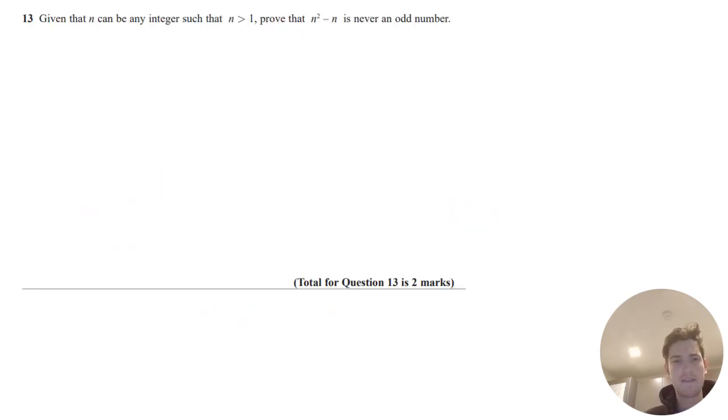Okay, given that n can be any integer such that n is bigger than 1, prove that n squared minus n is never an odd number. Okay, never an odd number. Well, if it's not an odd number, that must mean what? It must mean it is always even. Okay, so how do I do this?